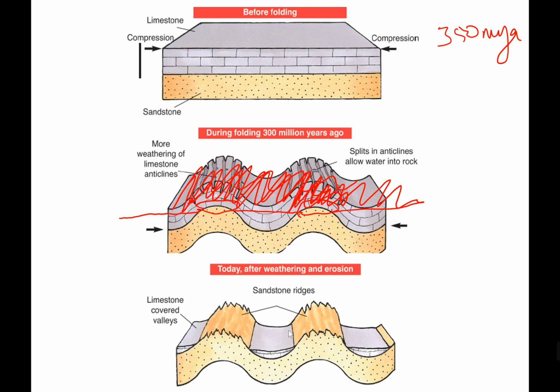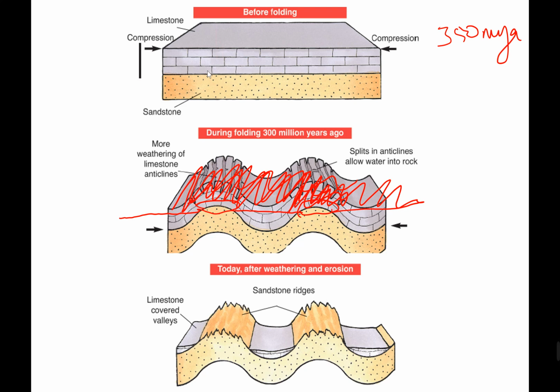Now, if you notice the valleys or the synclines, they still have limestone in them, because that was protected. It wasn't on the anticlines, and it didn't get cracked. So a lot of the valleys in Munster Ridge and Valley have rivers running through them, and they are made of limestone valleys. All right.